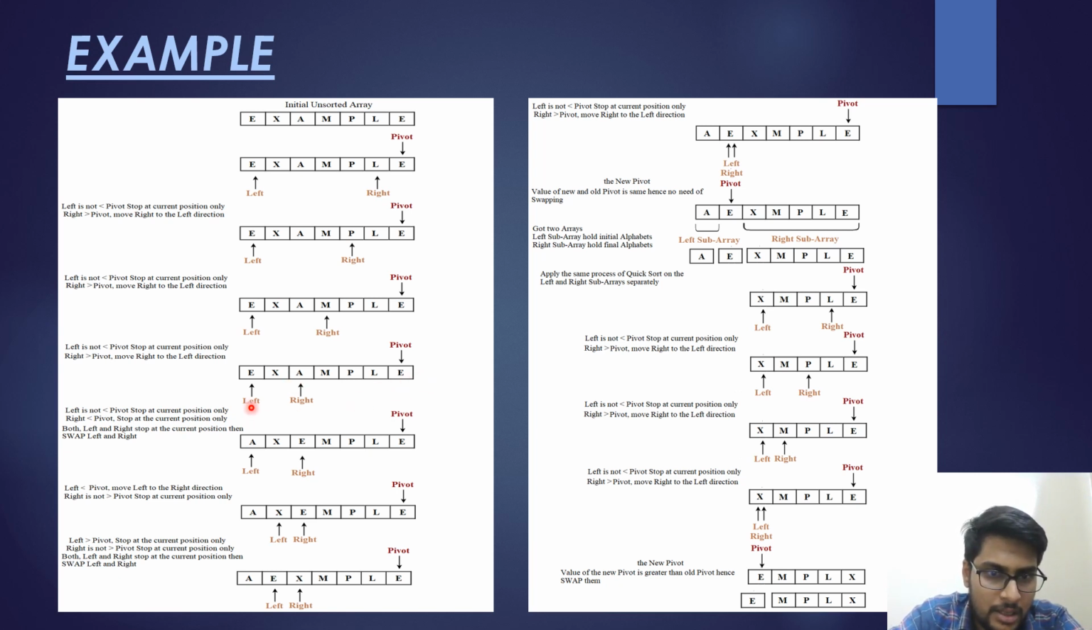Then the left and right elements get compared. If the left element is greater than the right element, they get swapped. If not, they stay the same. After the swapping, it becomes A, X, E, M, P, L, E. Next, the left pointer is increased by 1 and the right pointer stops at its current position.